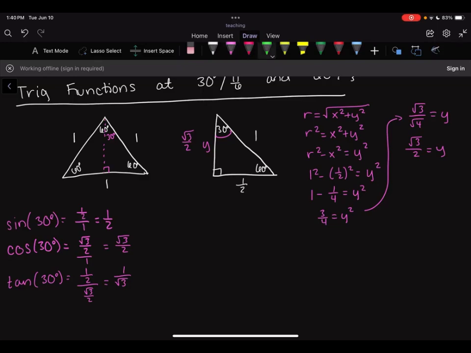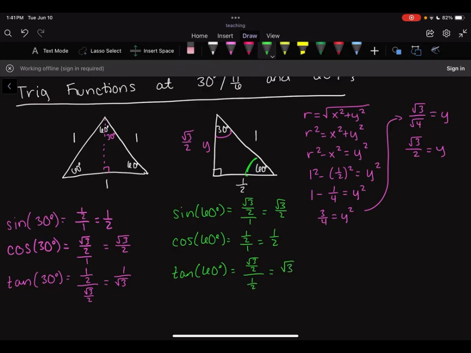So sine of 60 degrees is root 3 over 2 over 1. So that's just root 3 over 2. Cosine of 60 degrees would be 1 over 2 over 1. So that's 1 over 2. Tangent of 60 degrees would be root 3 over 2 over 1 over 2, which simplifies to just root 3.